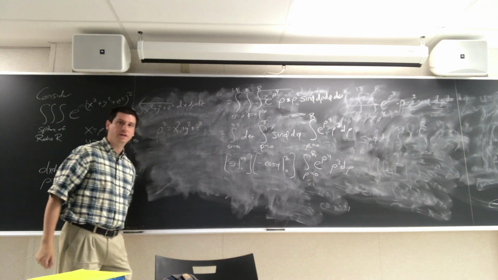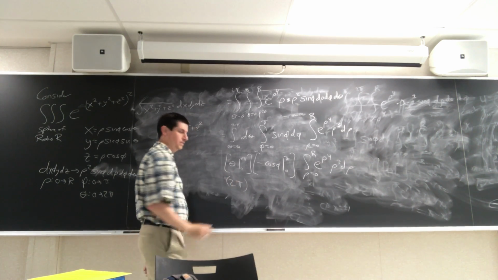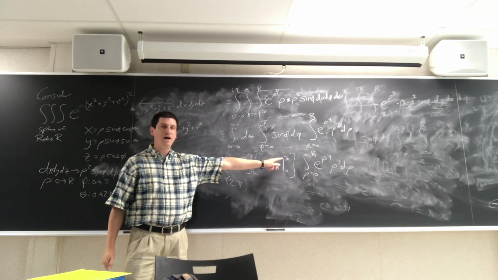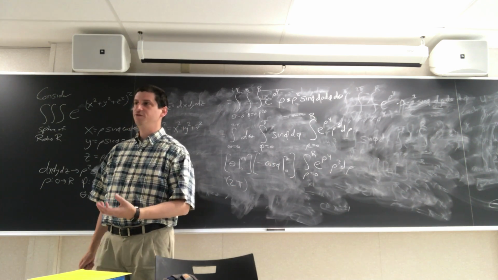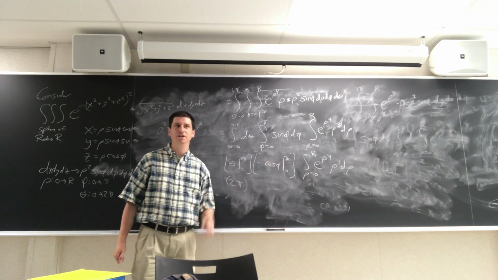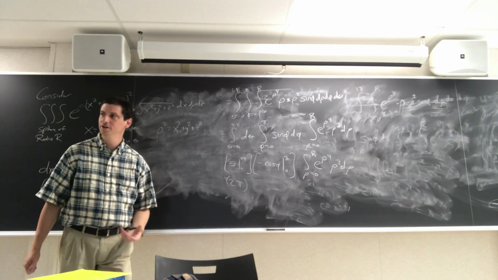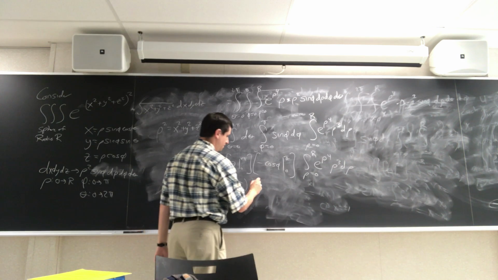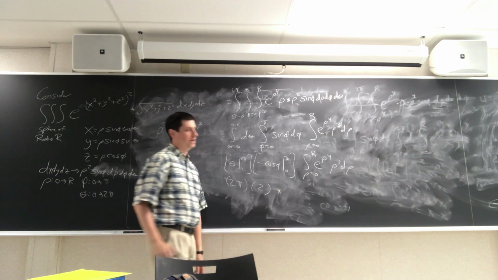So the first one here is just going to be a 2 pi. The next one, when I put in pi, I get negative cosine of pi. Well, cosine of pi is negative 1, so I get a 1. Then I subtract off negative cosine of 0. So I'm subtracting off negative 1. So I get 2. And then I have that rho integral.